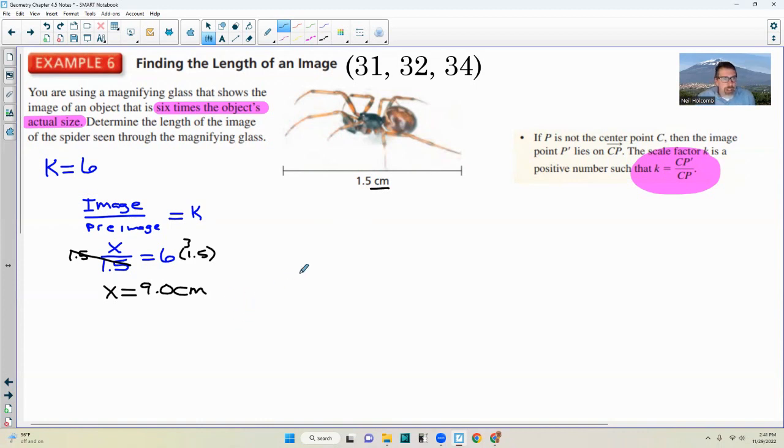Okay, so there it is. Taking a 1.5 centimeter spider, looking at it in a magnifying glass that magnifies it 6 times. That object would then look like it is 9 centimeters long. Okay, so there you have it.